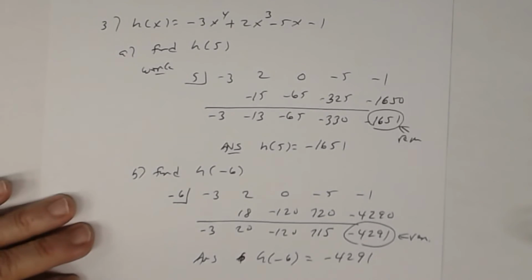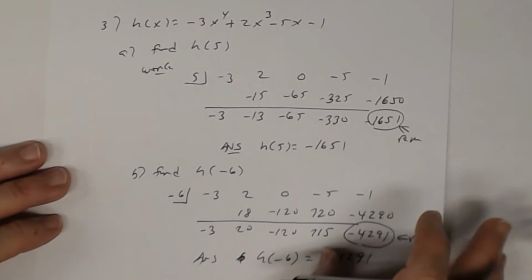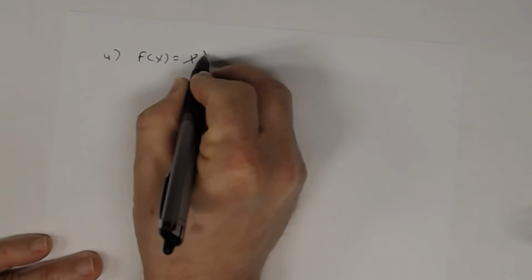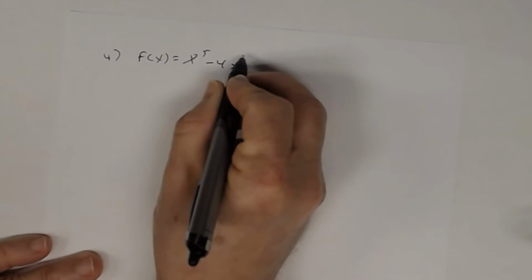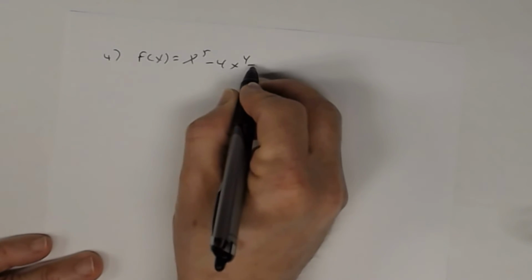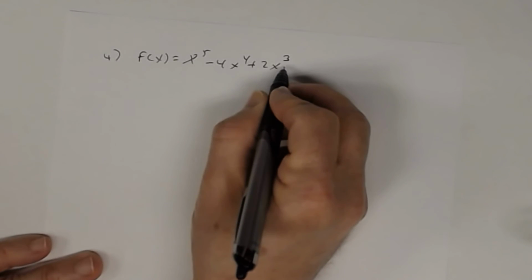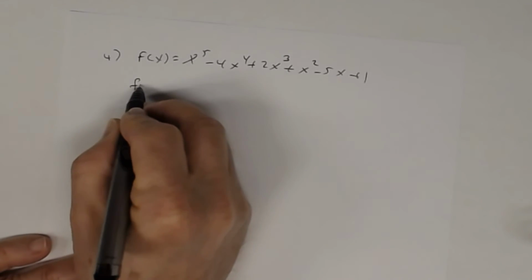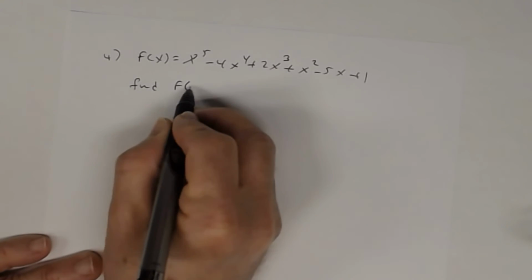All right, and then finally number 4. So let's do number 4. You have f of x is equal to x to the 5th minus 4x to the 4th plus 2x cubed plus x squared minus 5x plus 1. And you want to find f of 2.